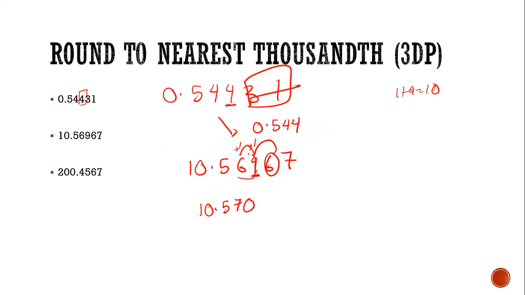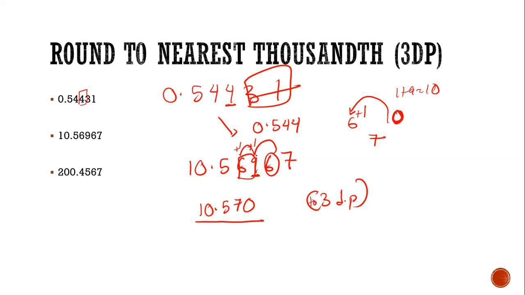Now think of 69 plus 1. That will be 70, because this is a very special case. If we add 1 to the 9, it will be 10, but we can't write 10 just like that. So what we do is we transfer the 1 to the next number, which is 6. 6 plus 1 is 7. So we have 10.570. So you have to write it like this. Write the 3 decimal places, 3 dp. So it'll be 570.